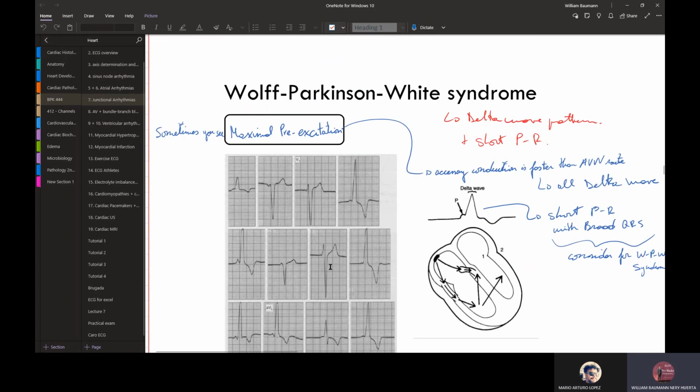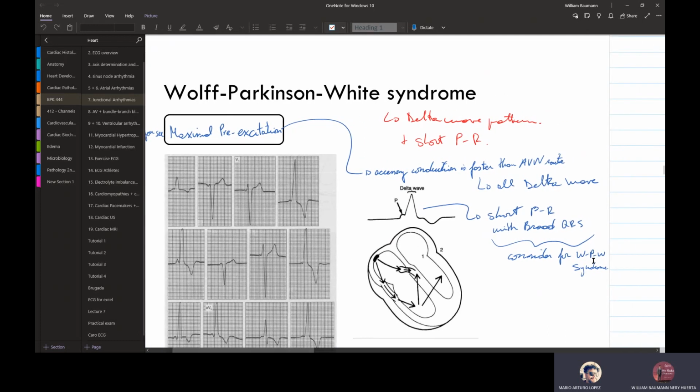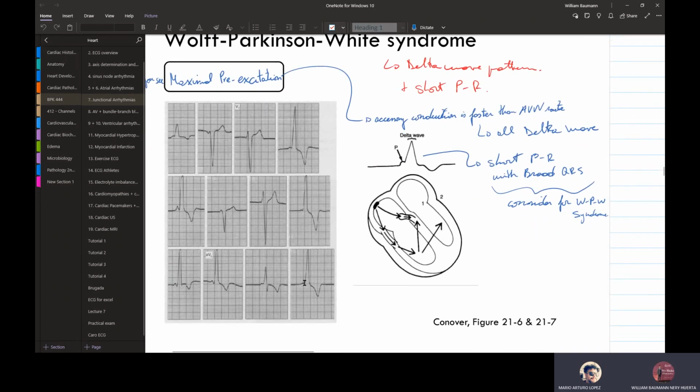It says here that sometimes you can see a maximal pre-excitation. The accessory conduction is going to be faster than the AV node route, so it's going to be an all delta wave. See that? This is an entire delta wave. Short PR with a broad QRS. When you see that, consider Wolff-Parkinson-White Syndrome. It's actually very easy to recognize because it's just a little bump.